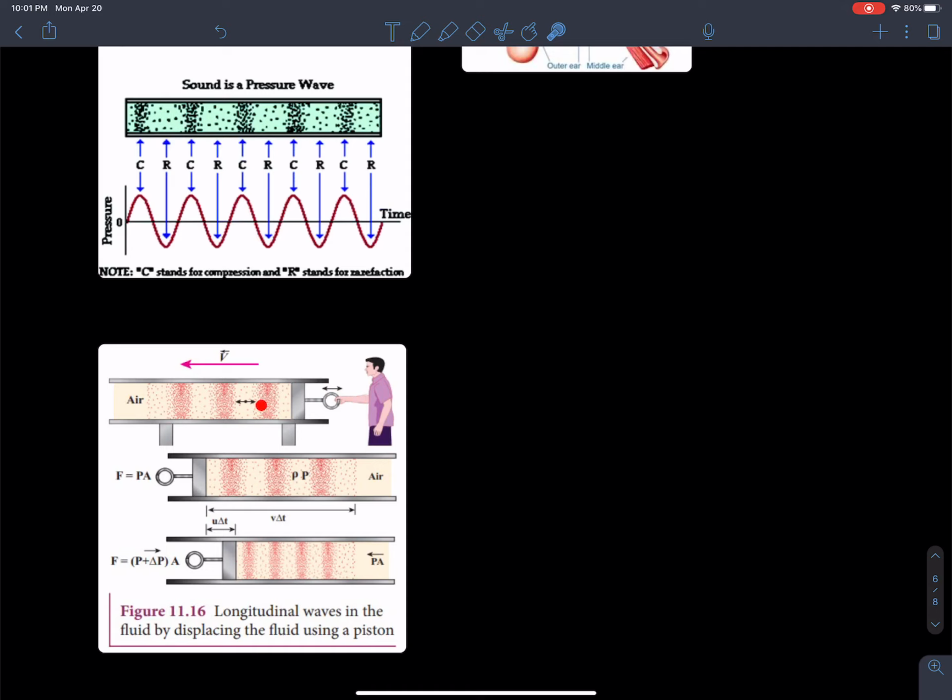If I push air and I pull, I'll create a longitudinal wave in air where I create a zone of pressure and a zone of zero pressure. That's a compression and that's a rarefaction. I can do that just with my hand, or I can create a speaker that's moving in and out at a higher frequency to generate that.